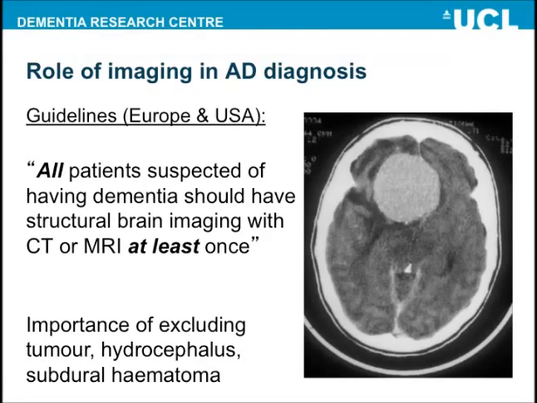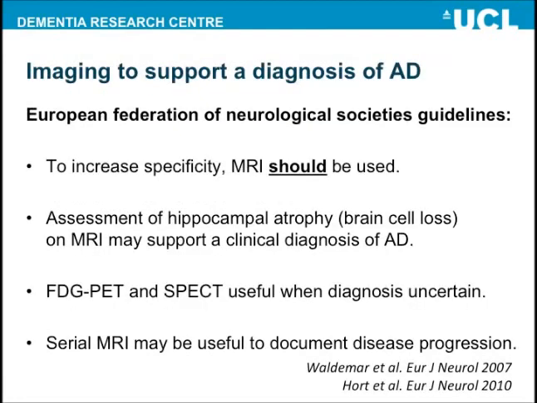So in our clinics, we rarely see these pathologies, but they're so important not to miss because they're potentially treatable with surgery. But increasingly, it's recognised that imaging offers not just exclusion of alternative pathologies, but positive information to support a clinical diagnosis of Alzheimer's disease.